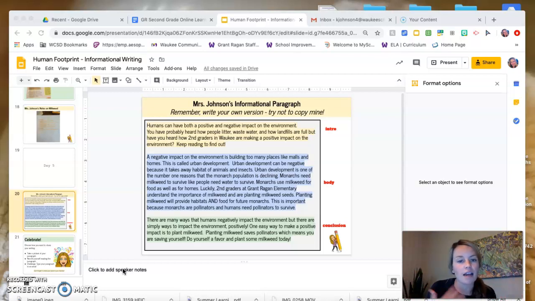So you can see here, I've already typed out my informational paragraph, so I'm going to read it to you, and then it'll be your turn to type your own or write your own and send it to your classroom teacher. We've loved reading your paragraph so far.